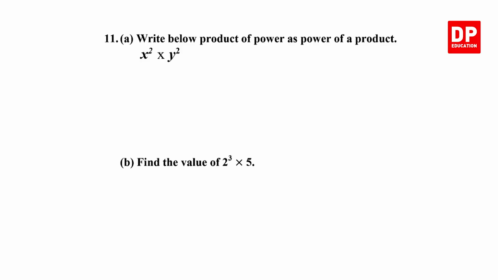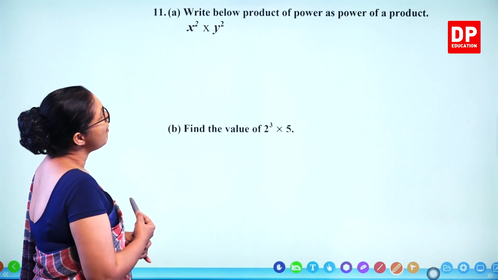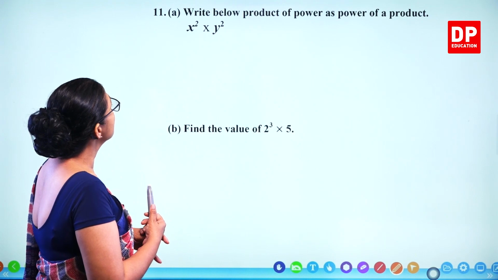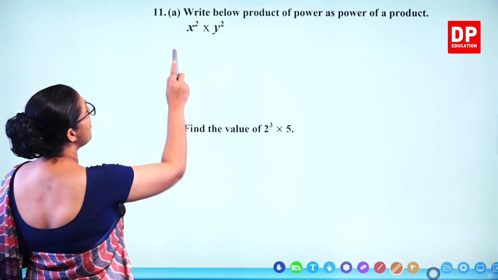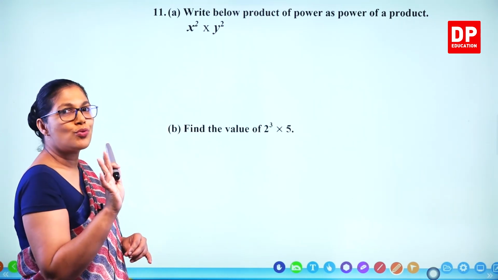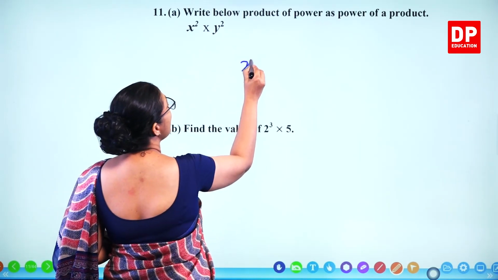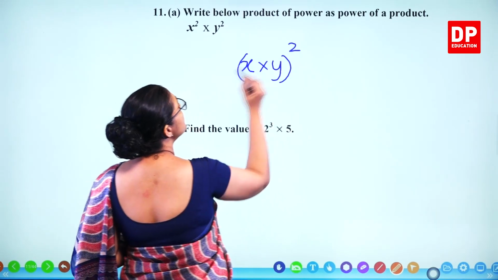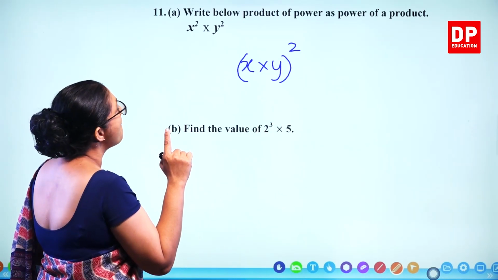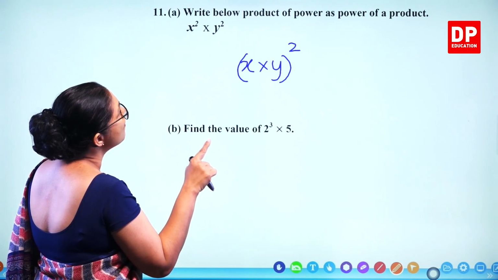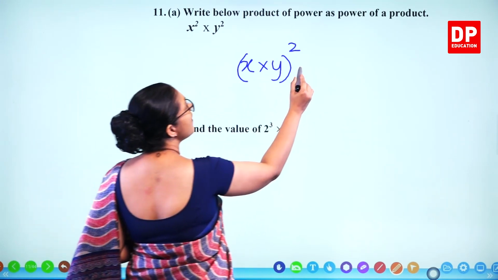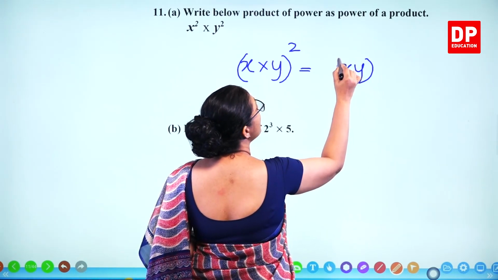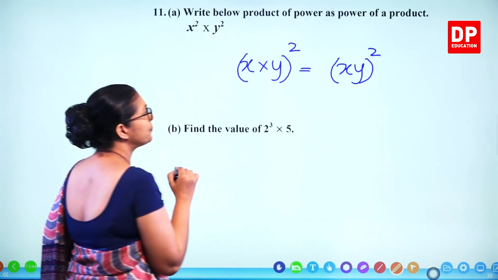Question number 11. Write below product of power as power of a product. So here 2 separate powers are there. So both power 2. So you can write x and y together and put the power outside. So that's called power of a product. Or you can write without multiplication also. You can write xy to the power 2.